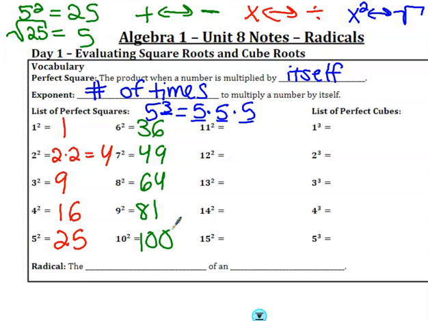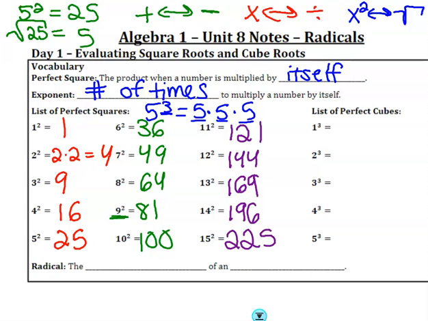Again, we're not doing 9 times 2, which is 18. We're doing 9 times 9. And then we'll go on to the next row. 11 squared, 11 times 11 is 121. 144, 169, 196, and then 225.